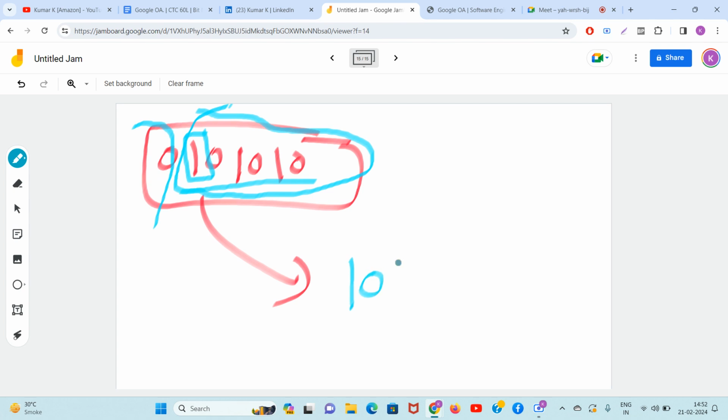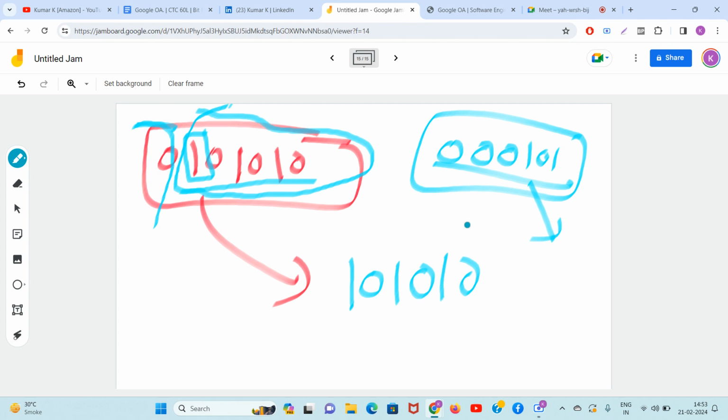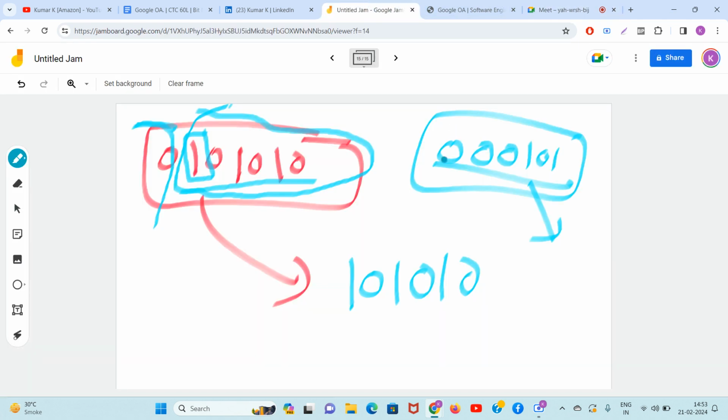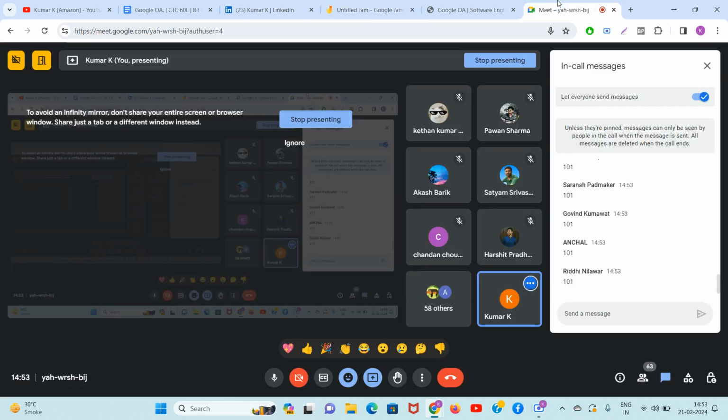The answer is 10. You ignore the first 0. Tell me guys, in this, which is the important part? You understood, na? You always ignore the starting zeros. As soon as the first occurrence of 1 comes, you check from there. Guys, these things are clear to you, my lovely people?